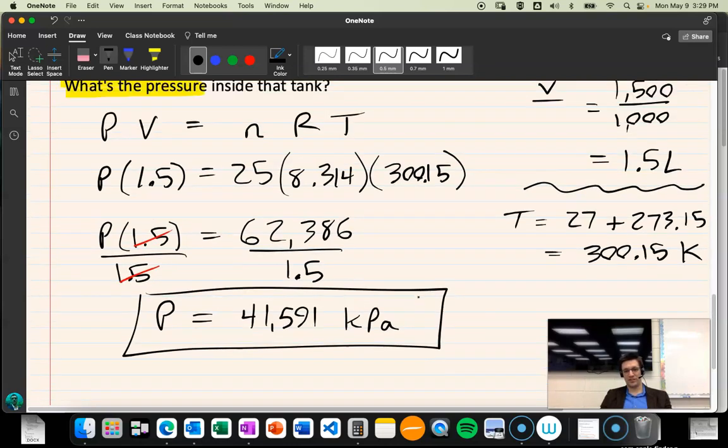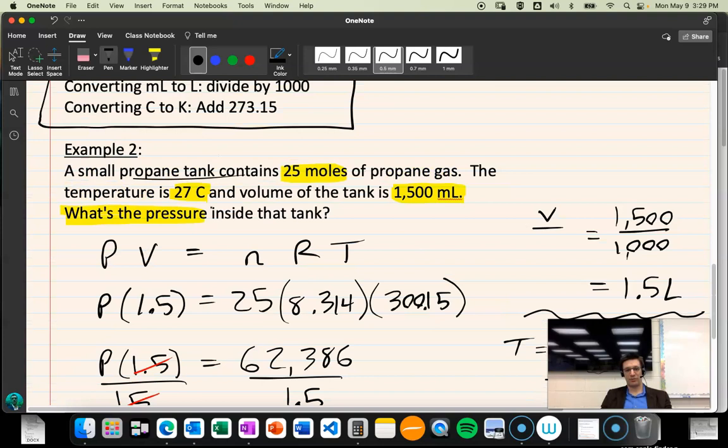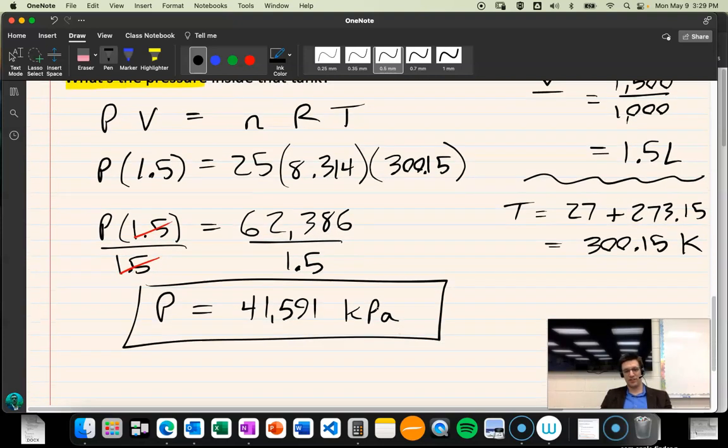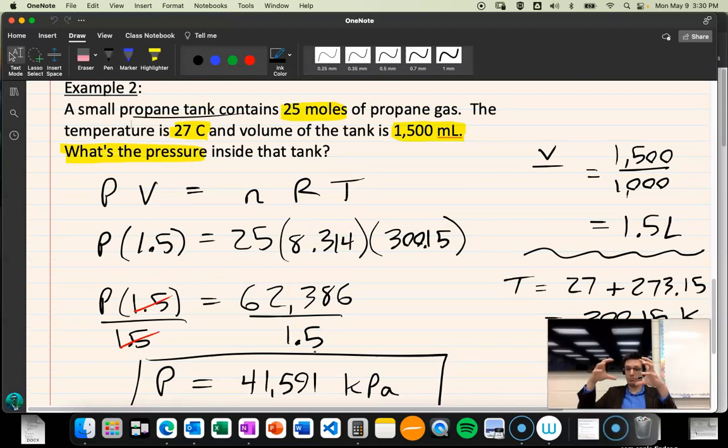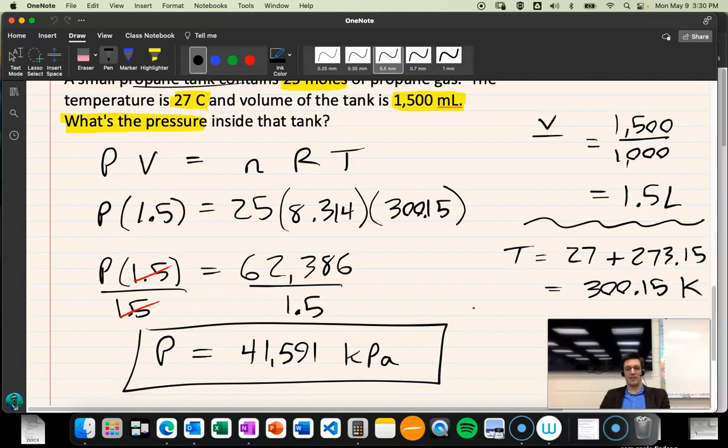So what do you think? Is this a high pressure propane tank or low pressure? Right? Well, normal atmospheric pressure is about 100 kilopascals, and this is 41,000. Whew! There is some high pressure in that tank, and that's exactly how it is in real propane tanks, right? They are steel pill-shaped things for a reason, so that they can hold all that pressure in. That's some serious pressure.